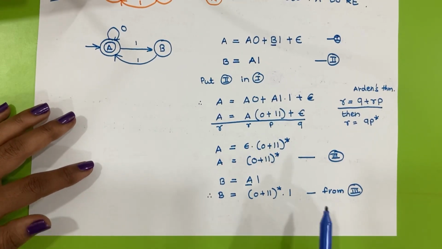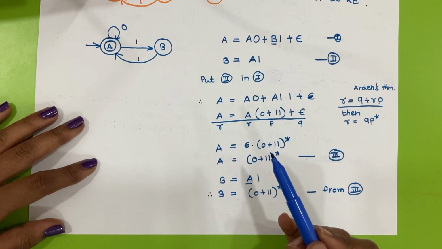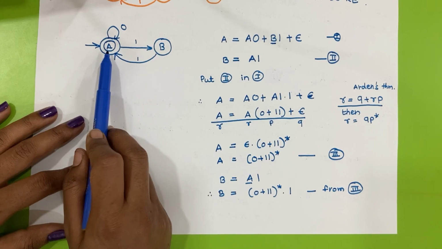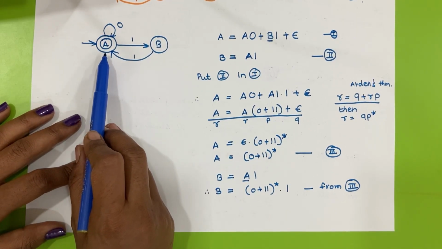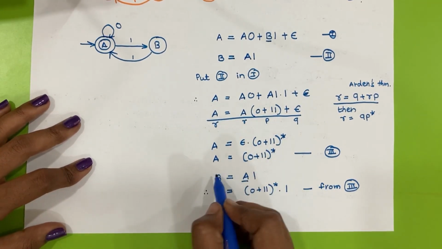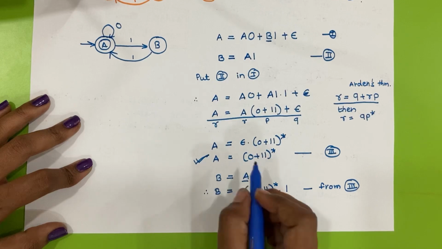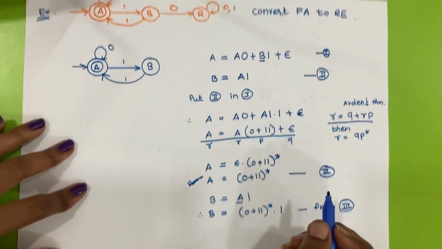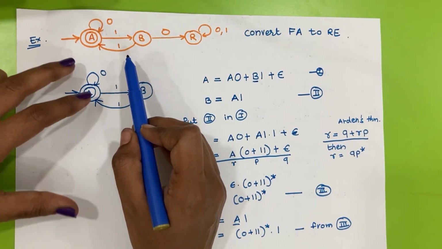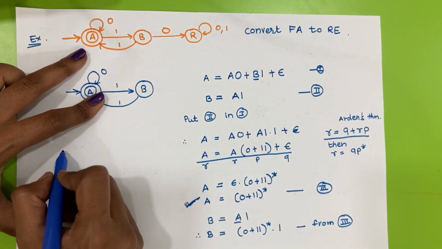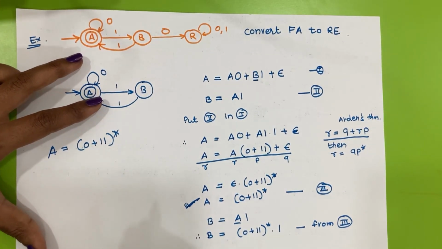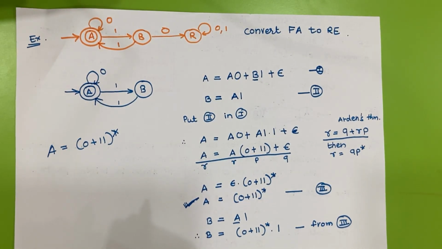Now we know that the expression of final state is considered as the final expression. Here A is final state, that's why the expression of state A is considered as final expression of the finite automata. So A is equal to 0 plus 1 1 bracket star is the expression for this finite automata. So after the conversion of this FA, we have got 0 plus 1 1 bracket star as the final regular expression.